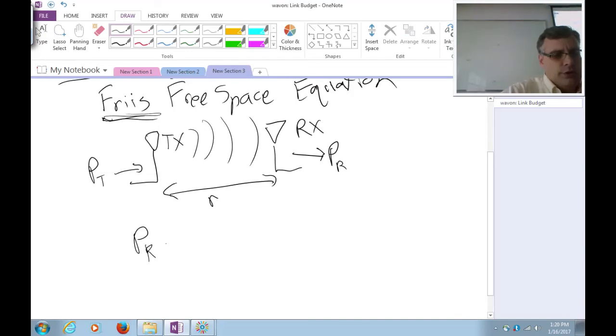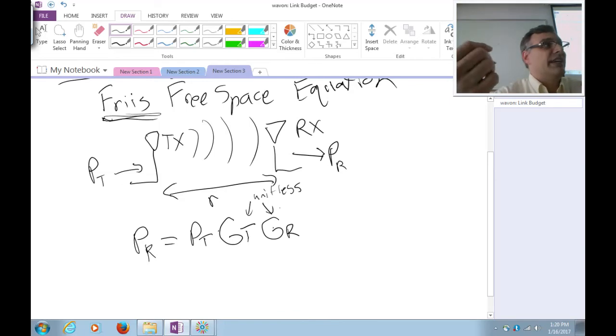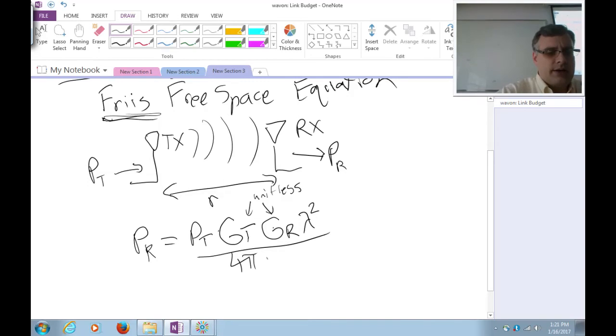Receive power, Friis says, is P sub T times a unitless factor called the gain of my transmit antenna, and so is the gain of the receiver antenna in the direction that the wave is traveling. These can be functions of orientation. Which direction is the radiation leaving the antenna? Which direction is the radiation arriving from the antenna? And then I have lambda squared, that's wavelength of radiation, over 4 pi, the distance quantity raised to the second power.